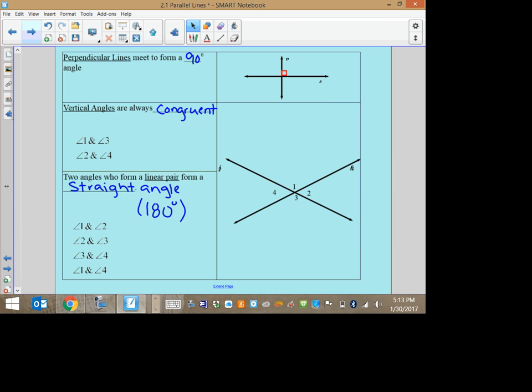Again, just to recap, the vertical angles are an x, and the straight angles, the linear pair, is a t in some sort of form.